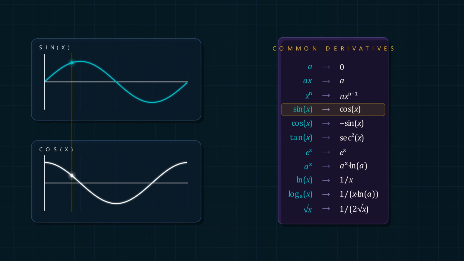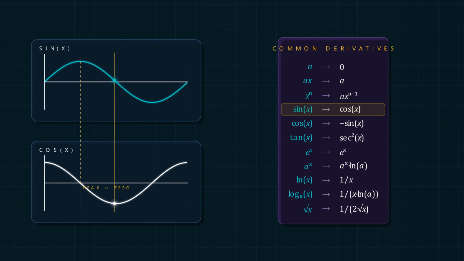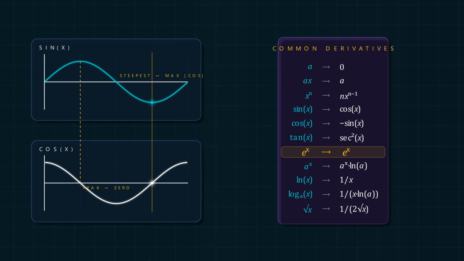You can see this in the graphs on the left. Wherever sine of x is at a peak, cosine of x equals 0. Wherever sine of x is steepest, cosine of x is at its maximum. The derivative of cosine is negative sine. e to the x is famous for being its own derivative.